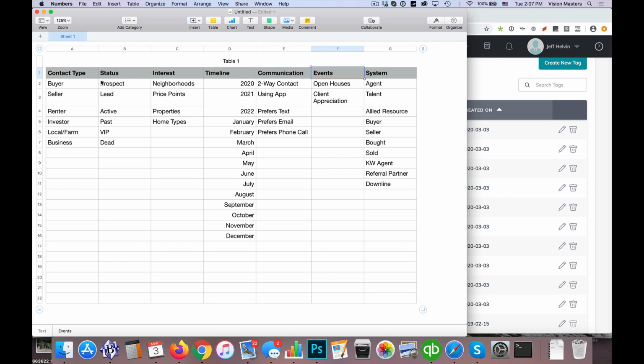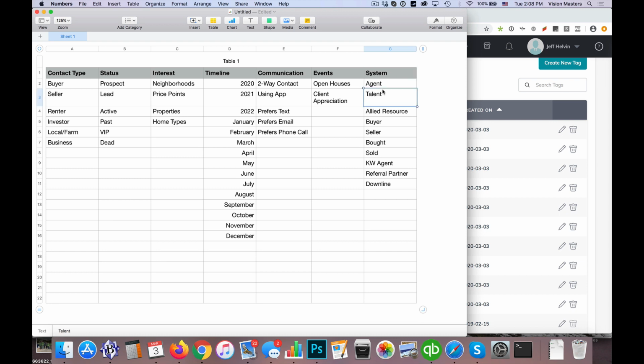So these category names don't actually exist in the system. It's just a way to kind of help you organize maybe your thoughts on what we're going to tag people. And then lastly, we have the system tags. So the system itself, being the command, KW command system, already has tags in here. So the agent, talent, allied resource, buyer, seller, bought, sold.